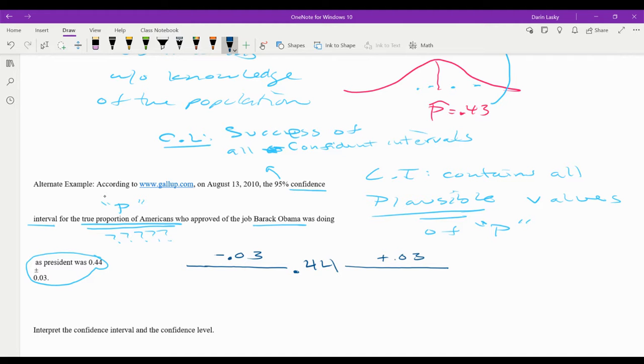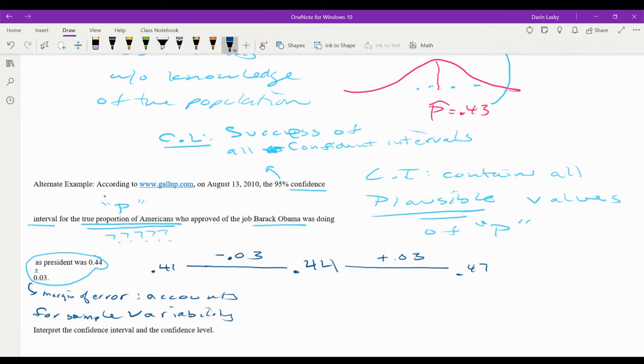And then on this end, it is going to have a 0.41, and on this end, it's going to have a 0.47. Okay? So when you're looking at this, the 0.03 is the margin of error. So this is called the margin of error, and basically, this accounts for sample variability.